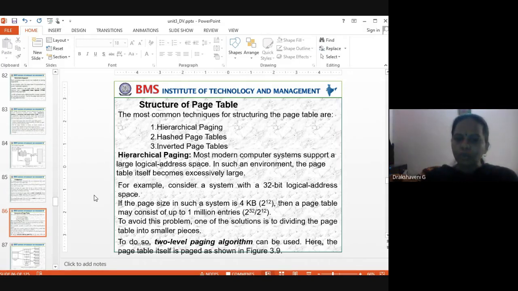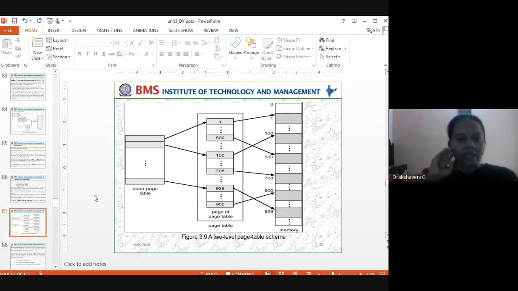To avoid this problem, one solution is to divide the page table into smaller pieces. To do this, a two-level paging algorithm can be used. Here, the page table itself is paged, as shown in the figure. In hierarchical paging, we have two-level paging. The two-level page table scheme has an outer page table, a page table, and memory. Here you can see how the pages are divided, into 1 to 500, 100 to 708. Like this, the different pages are divided, and each is mapped to where it is actually present in the memory space.